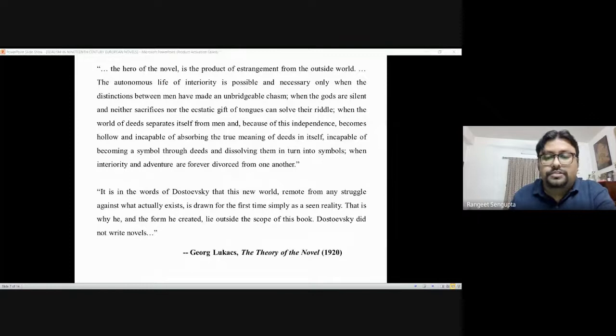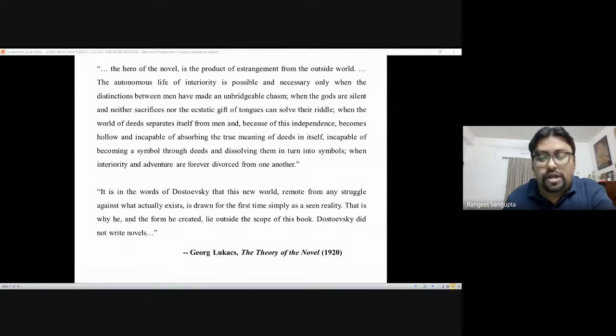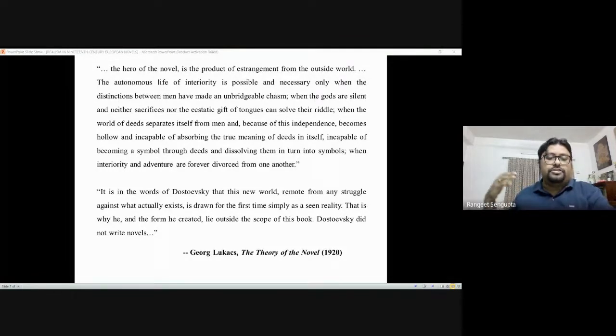It is in the words of Dostoevsky that this new world, remote from any struggle against what actually exists, is drawn for the first time simply as a seen reality. This is why he and the form he created lie outside the scope of this book. Dostoevsky did not write novels, unquote.